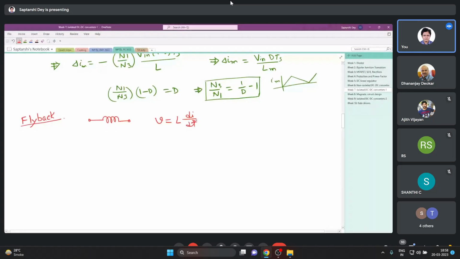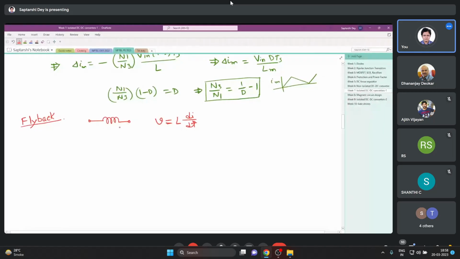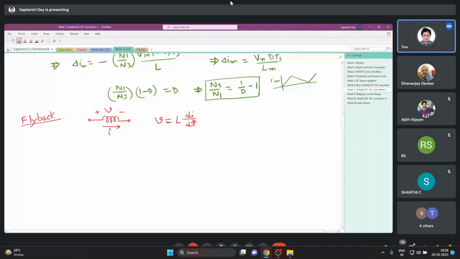that statement we write mathematically in this fashion: V equals L di/dt. That is, if you try to change the current I which is flowing in this direction, the inductor will oppose that by imposing a voltage in this polarity. That is the usual statement, but this is not the fundamental statement. Why is it not the fundamental statement? We will encounter it while studying the flyback converter.